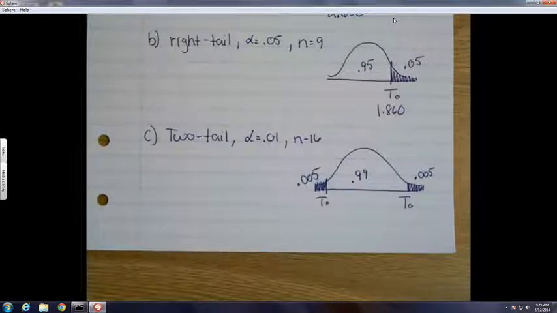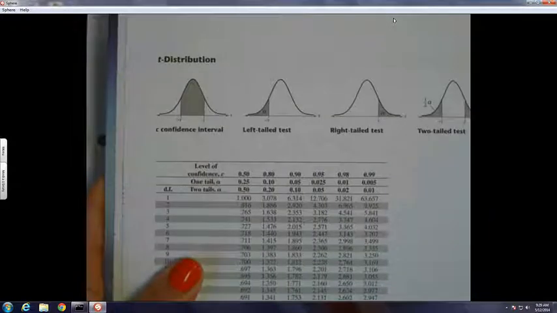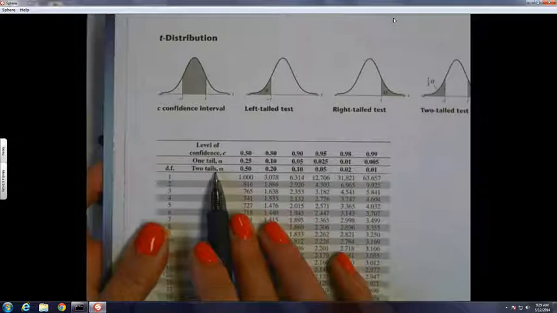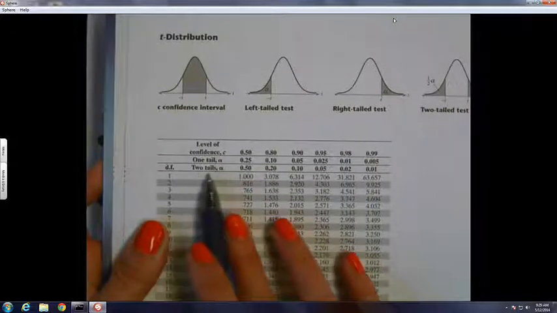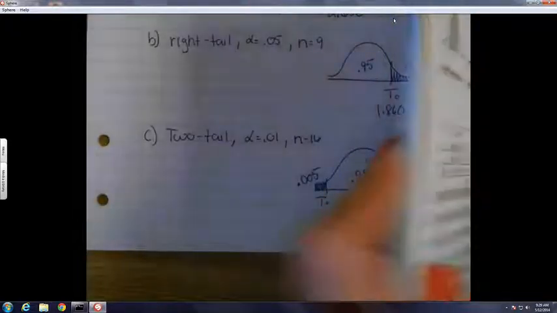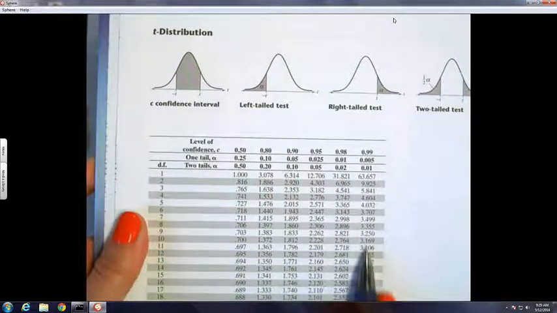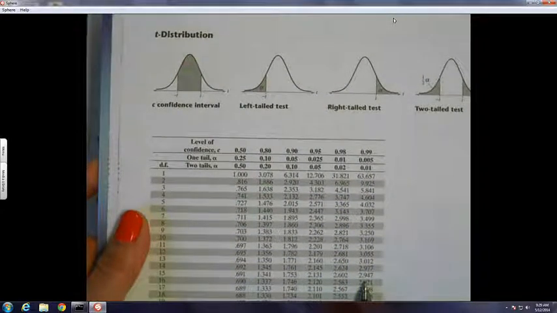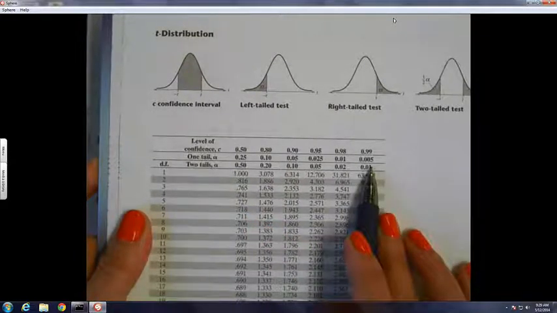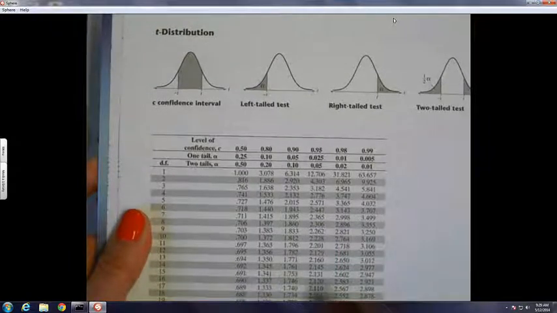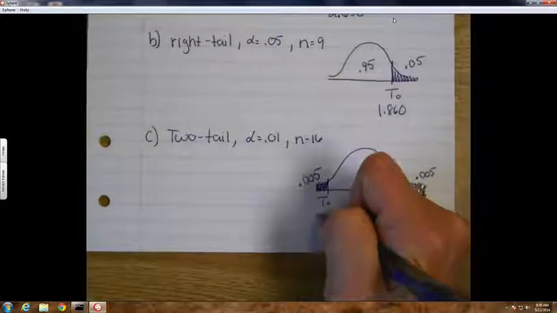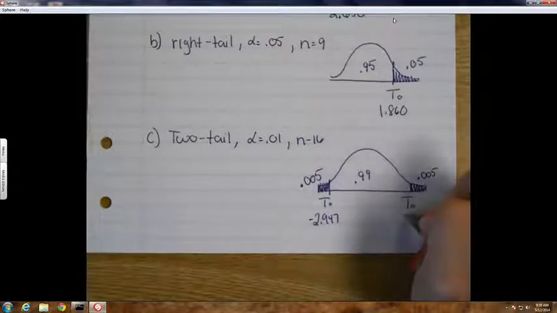Okay. Because I do have the option of two tails, I can look up the total shaded area for the two tails, which was 1%. How many degrees of freedom was there going to be? 15. So if I go down to the 15, I got 2.947. But I used the two-tail row with the full 1%. So this is negative 2.947 and positive 2.947.